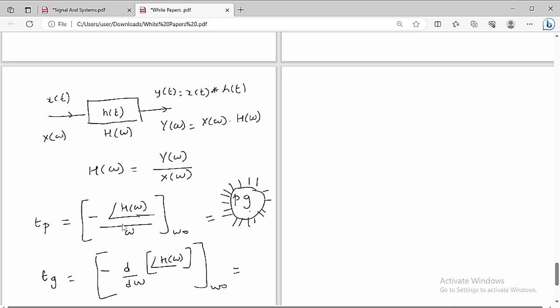So the phase delay of the system is minus phase angle of H of omega by omega, and the group delay of the system PG is equal to minus d by d omega of phase angle of H of omega. Substitute omega naught for a signal having a frequency of omega naught, in order to get the phase delay as well as the group delay of the system. The shortcut to remember is PG, post graduation. First you get the P, the phase delay, then you get the group delay. This is something you always have to keep in mind.